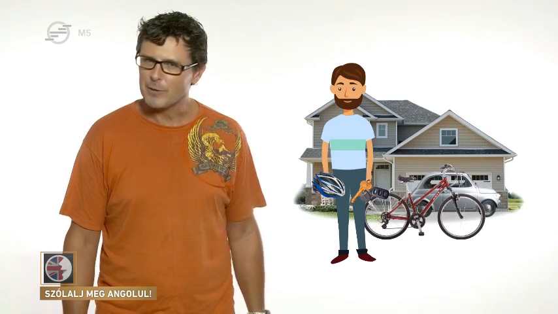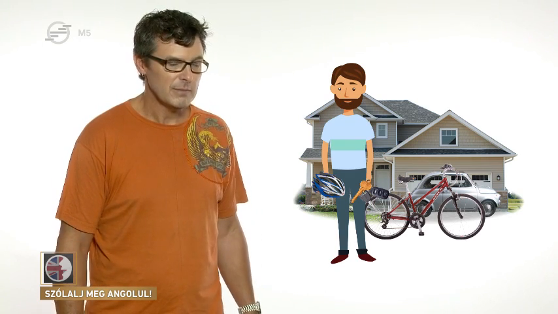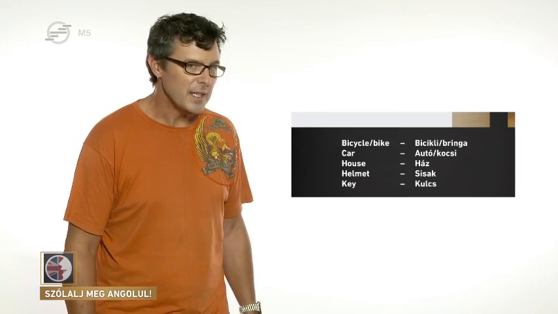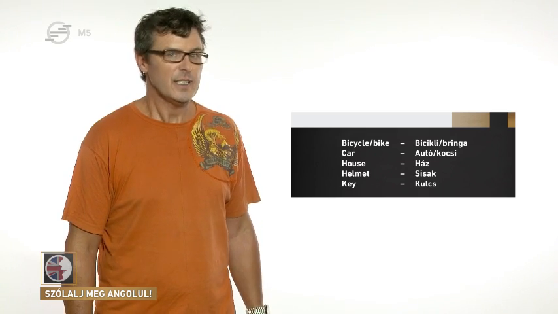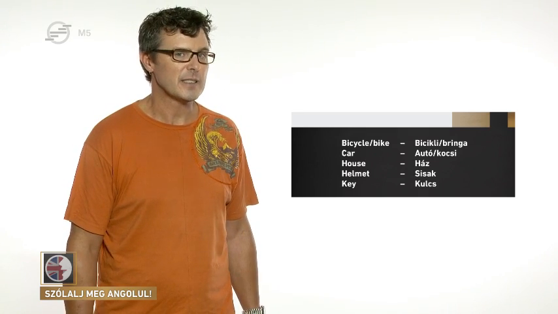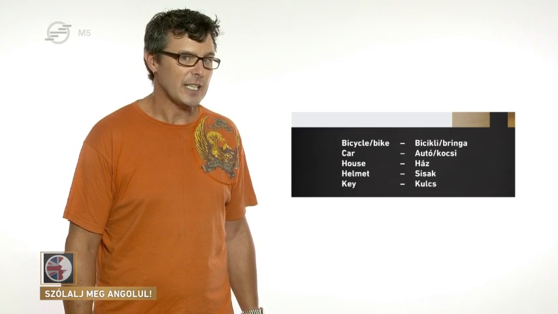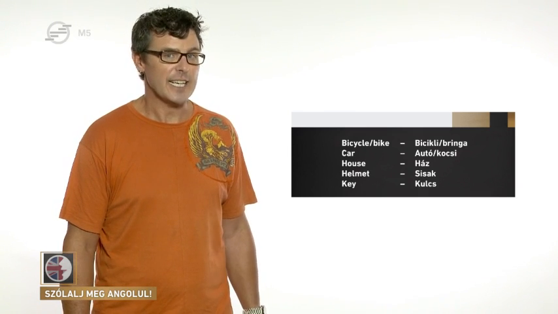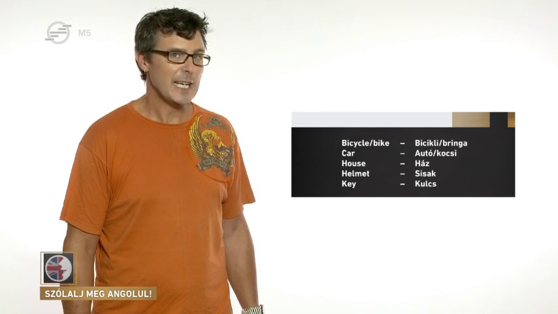Now, look at the picture. It's Alfredo Benchfield. When we look at the picture, what do we see? We see Alfredo, a bicycle, a car, a bike helmet, a car key, a house, and a house key. Okay, so this is his bike. That is his bike helmet. This is his car. This is his car key. That is his house. That is his house key.